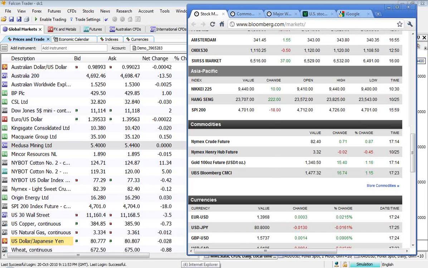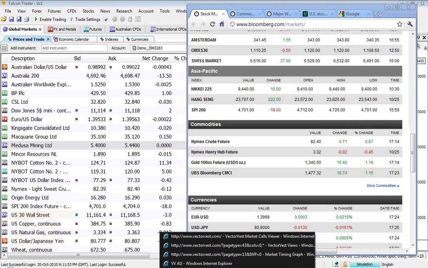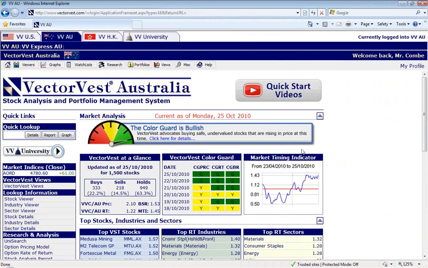Just while we're looking at the overall market here, we'll have a look at the Vector Vest system, and we can see that we have a second day with three greens, which is indicative of a fairly bullish outlook by the system. The colour guard, which is the speedometer looking thing here, is suggesting that it's a pretty safe time to be looking at undervalued stocks that are rising in price. The colour guard here is for the price action, relative timing, and the buy-sell ratio.